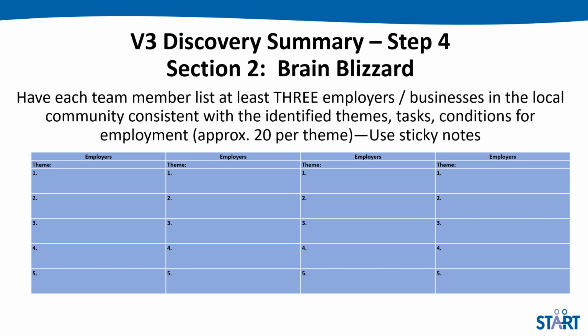You can use sticky notes. You can do this anyway. There are multiple examples on our website of running this brain blizzard. You can get creative and do it your own way. You don't have to do it the way we've laid it out here, but it really is about starting to link the themes, and the tasks related to those themes, with employers in the community that would have those kinds of jobs available. Not that they're looking for somebody right now. That's not what we're looking for here, like you saw the job in the paper. We're saying this employer would have this task as part of their employment. That's what you're looking for, which is why you end up oftentimes with even more than 20 per theme.